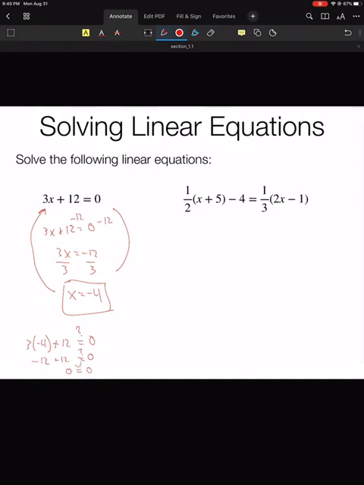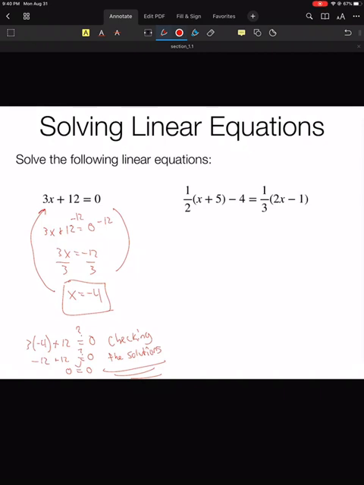Is that equal to 0? 0 equals 0. Yes. Okay, so this is the checking part. This is checking the solutions. And we will always need to check the solutions. Okay? So that's the easy one. Now to the more challenging one.